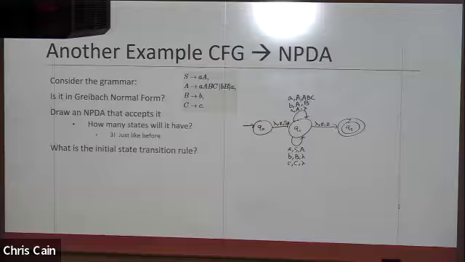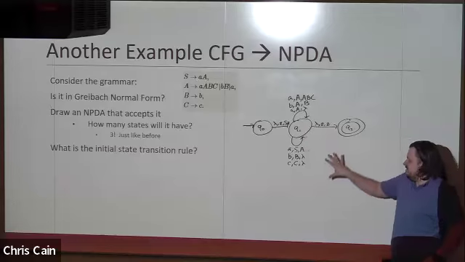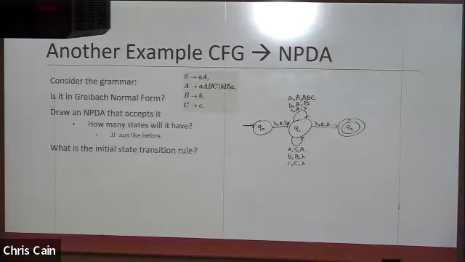So here is an NPDA that represents this context-free grammar that has already been converted into GNF for us. If it weren't in GNF, we would have had to convert it into GNF before going through this process, just to make it easier. It's not to say it's impossible to have done otherwise, but the algorithm for reading the grammar and converting it into an NPDA is very easy if the grammar is in GNF.